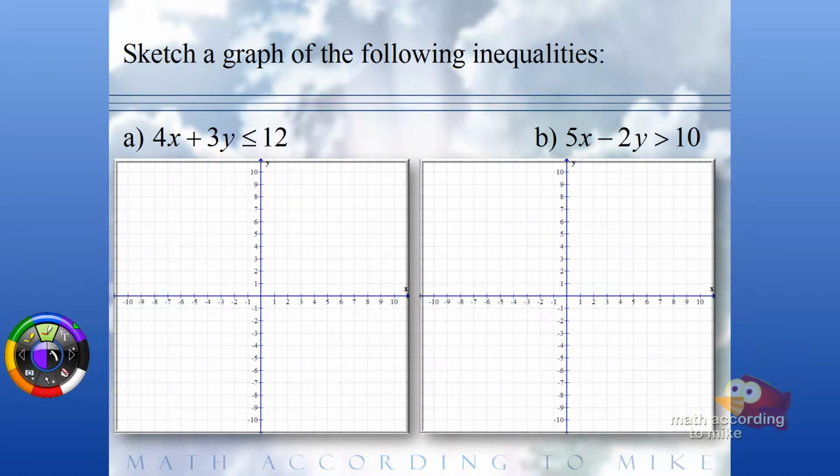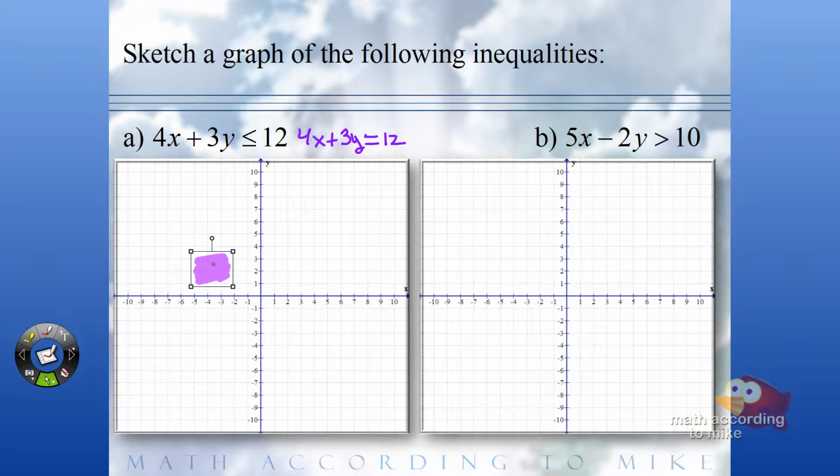So in part A here, notice we have the same inequality as our previous example. Keep that in mind. The way we're going to do all these is by graphing the associated line. In this case, the associated line is 4x plus 3y equals 12. So to find the intercepts, which I again believe is the easiest way to do this, is that we put in numbers in for x and for y.